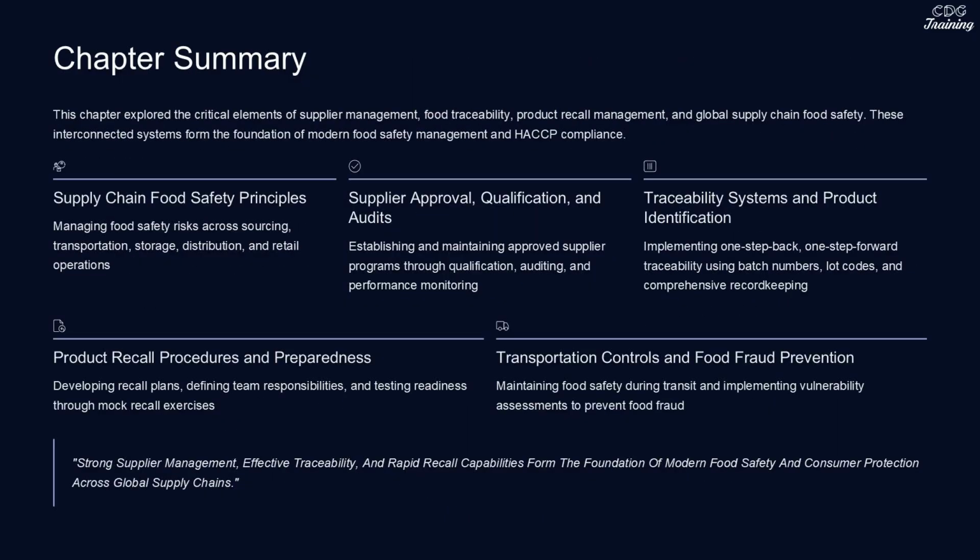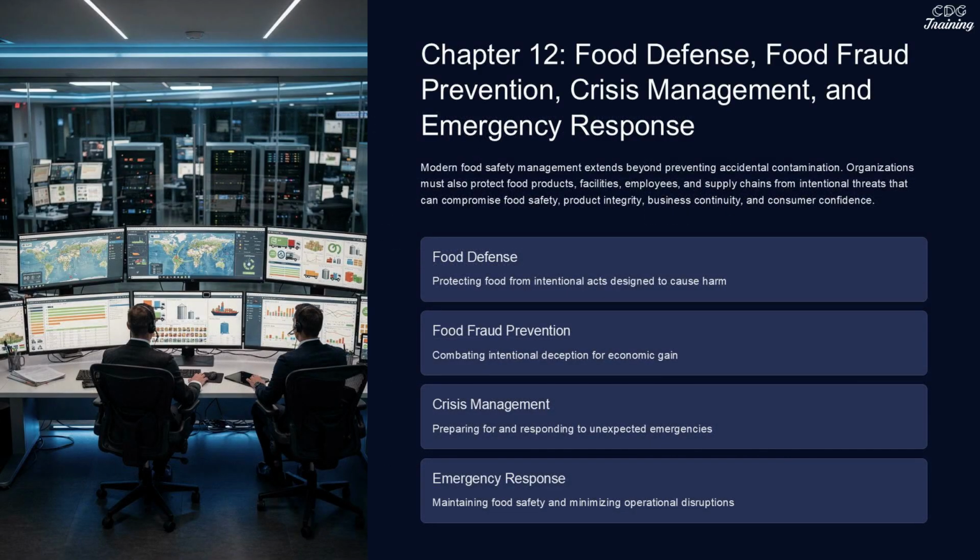This chapter explored the critical elements of supplier management, food traceability, product recall management, and global supply chain food safety. These elements form the foundation of modern food safety management and HACCP compliance. Modern food safety management extends beyond preventing accidental contamination. Organizations must protect food products, facilities, employees, and supply chains from intentional threats that can compromise food safety, product integrity, business continuity, and consumer confidence.